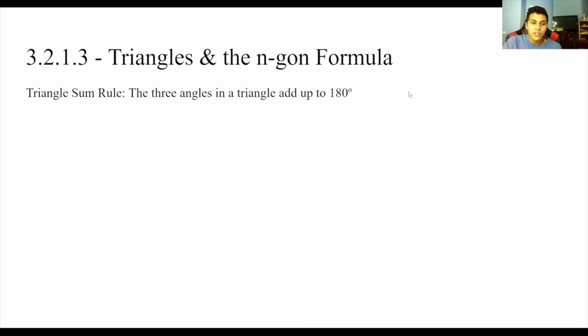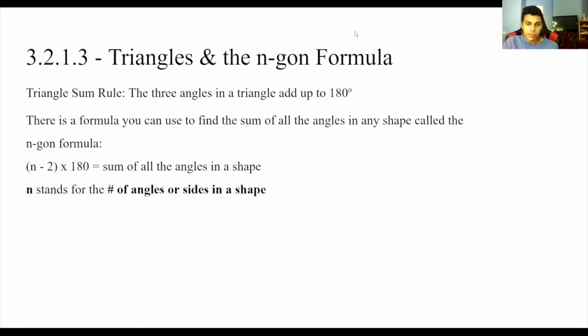All right, next after that, we also need to learn about a formula to figure out how many degrees there are in any shape. Because we know how many degrees there are in a triangle, there's 180, but we can actually use a specific formula to figure out how many degrees there are in any shape, a 4-sided shape, 5-sided shape, even a 100-sided shape. And that's called the N-Gon formula. So the N-Gon formula goes like this.